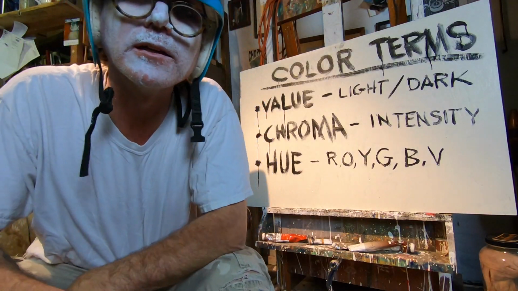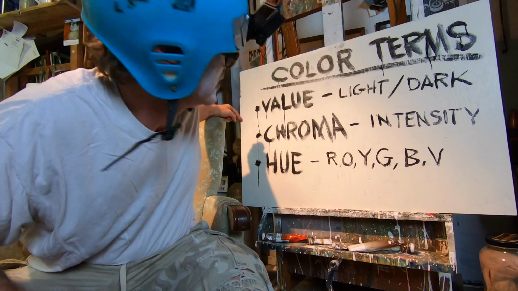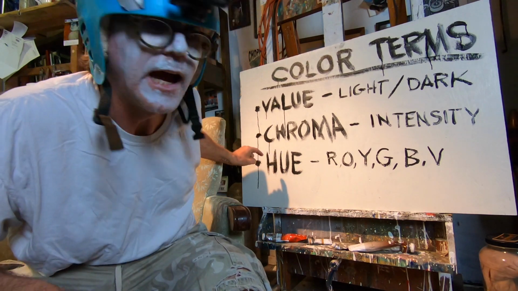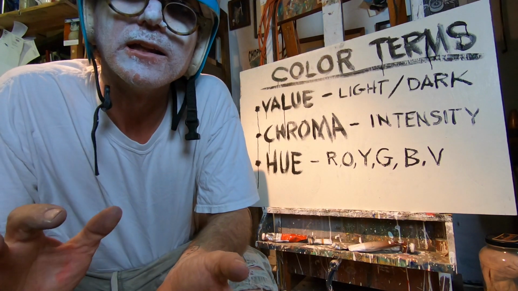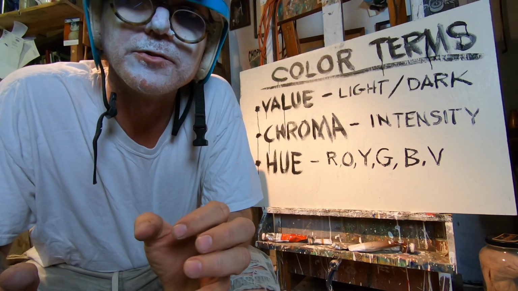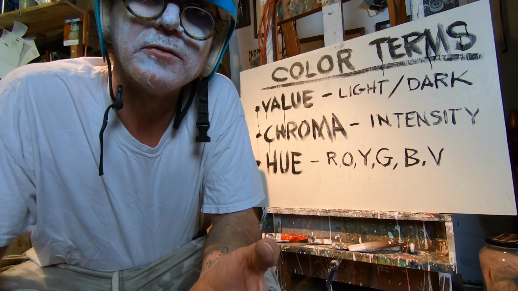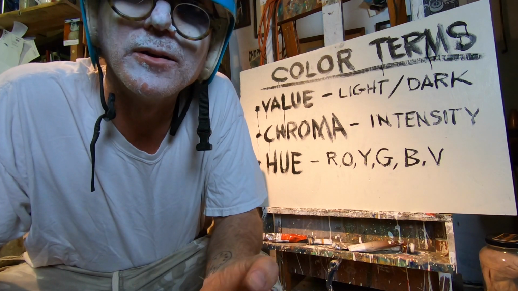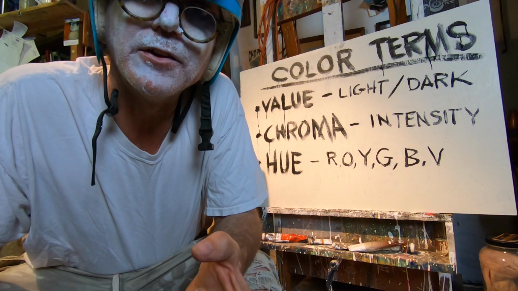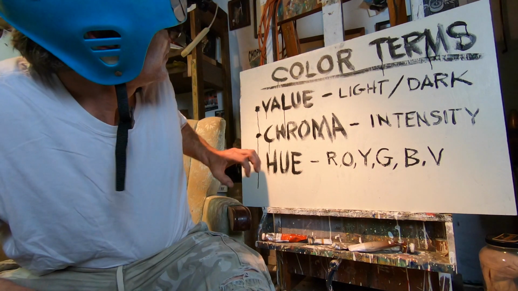When I talk about color, I'm going to use three different terms: value, chroma, and hue. Value is how dark a color is. Like yellow, when it's peaking, like a bright yellow, it's a light value. Purple would be a darker value.